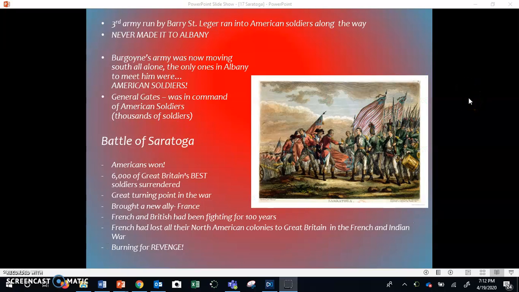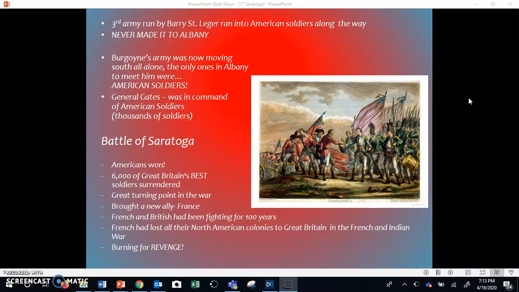And the Third Army was run by Barry St. Leger, and he ran into American soldiers along the way to Albany. So now you have this third small army that also never made it to Albany. So General Burgoyne is expecting two British armies to join up with his army, but they never made it. So Burgoyne's army was now moving south all alone, and they were the only ones in Albany to meet him.